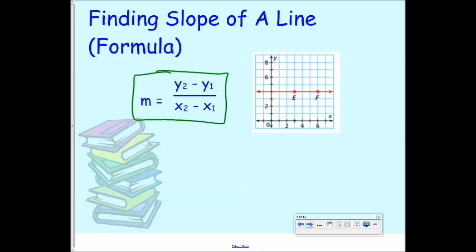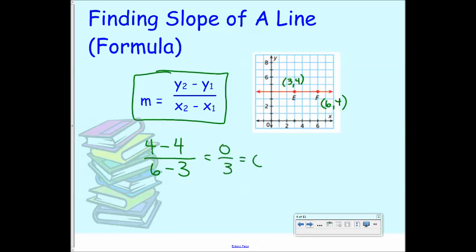So what's the coordinate of E? 3, 4. And then what is the coordinate of F? 6, 4. So if I plug that into the slope formula, what is y2? 4. What is y1? 4. And what is x2? 6. And what is x1? 3. So I end up with 0 over 3, which gives me 0.